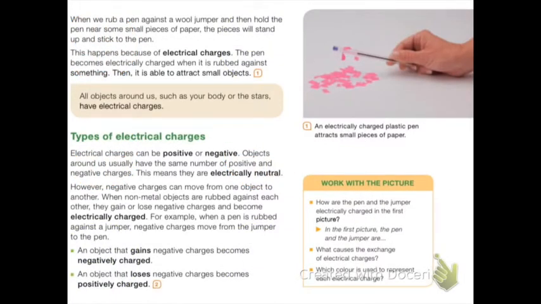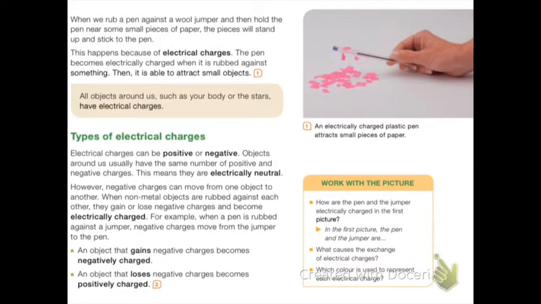When we rub a pen against a wool jumper and then hold the pen near some small pieces of paper, the pieces will stand up and stick to the pen. This happens because of electrical charges. The pen becomes electrically charged when it is rubbed against something. Then it is able to attract small objects. All objects around us, such as your body or the stars, have electrical charges.